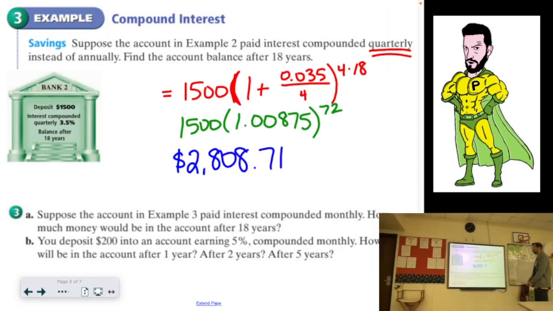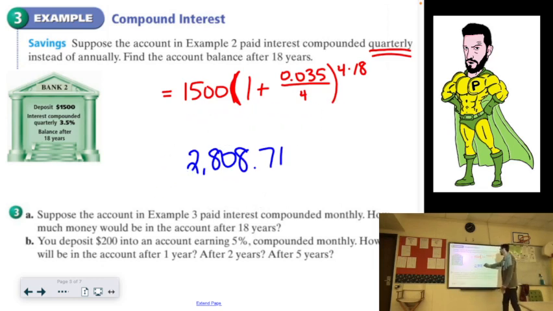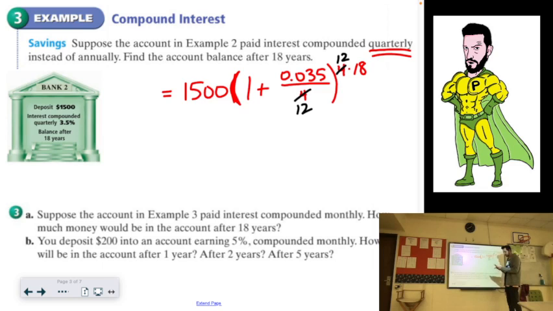Suppose the account in example 3 paid interest compounded monthly. Whoa, so if it's monthly, how many times a year is that? It's 12. So we would replace these 4s with 12s. Now 12 times 18 on my calculator is 216. So our exponent is going to end up being 216.